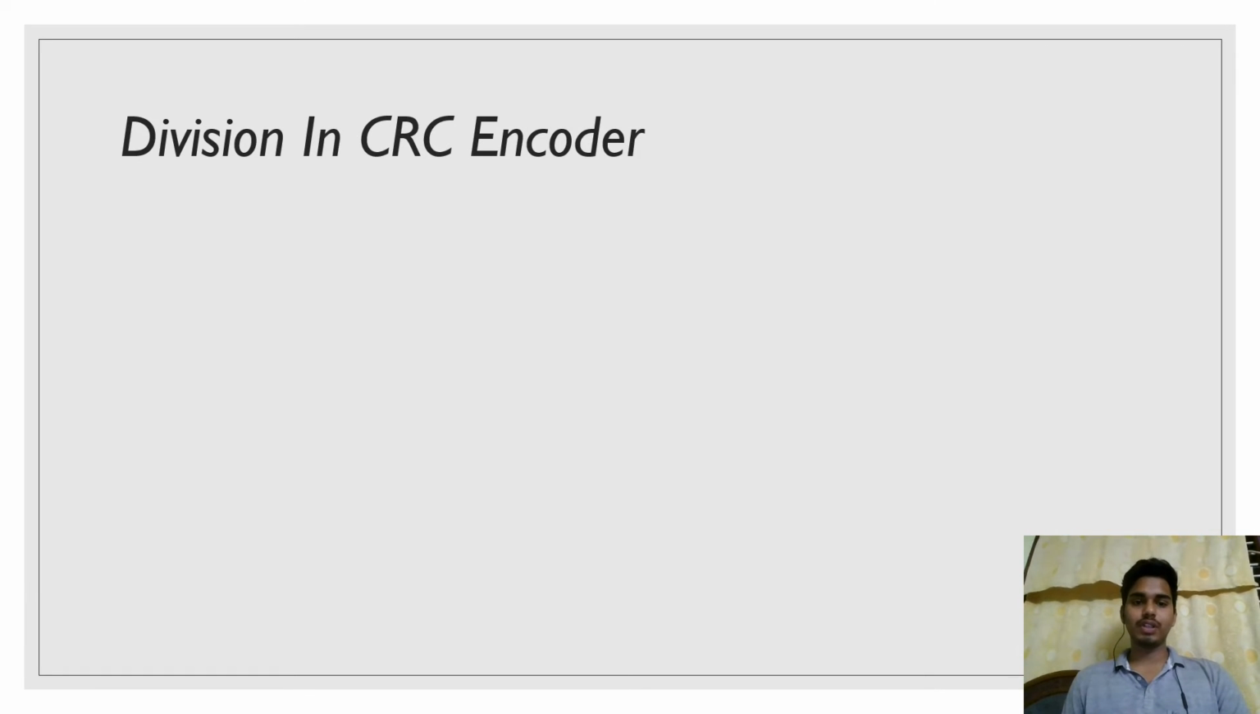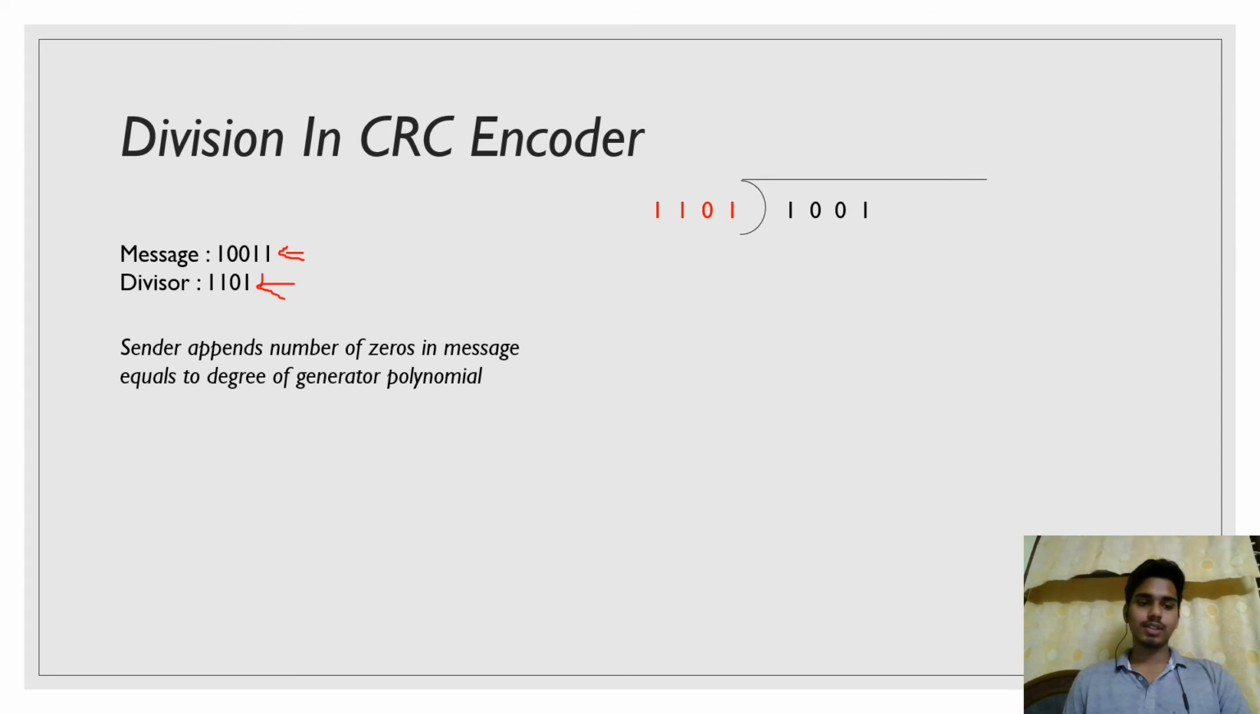So let's see the division in the cyclic redundancy encoder. Suppose the message is 10011 and the divisor is 1101. The sender appends a number of zeros to the message equal to the degree of the generator polynomial. The degree here is 3, so we will append 3 zeros to this message.